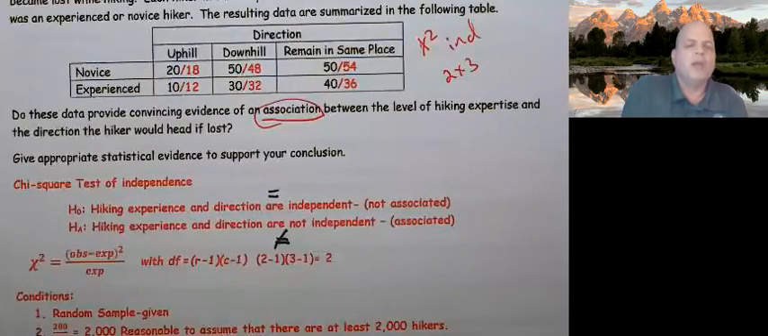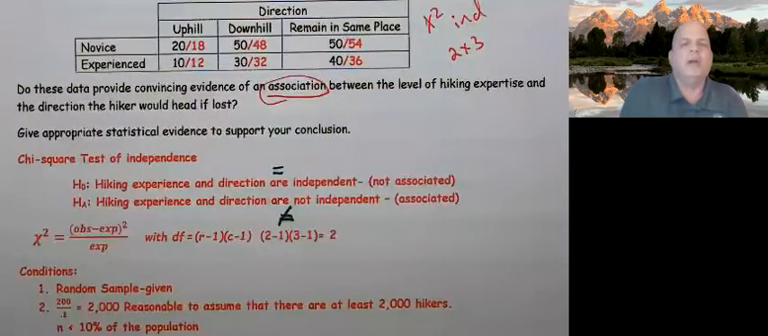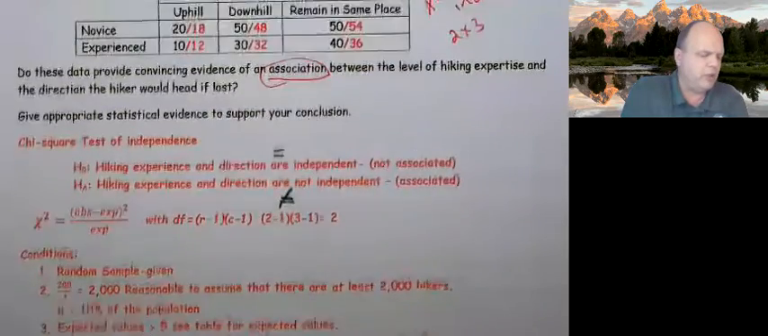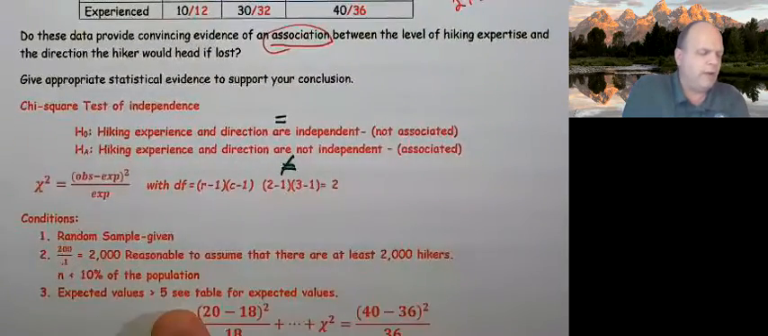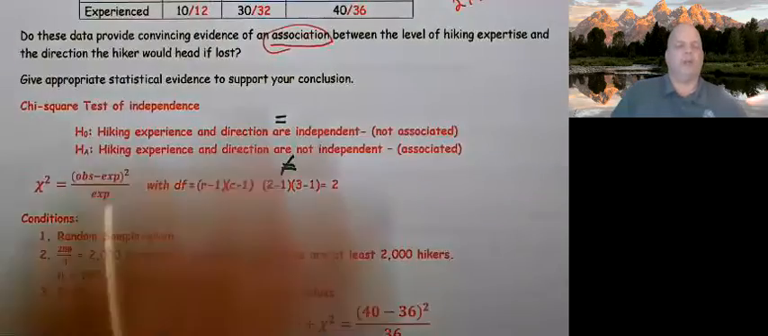Next thing, there were 200 hikers surveyed. 200 divided by 0.1 is 2,000. Reasonable to assume that there are at least 2,000. So n is less than 10%. All my expected values are greater than 5. So I need to check that out.